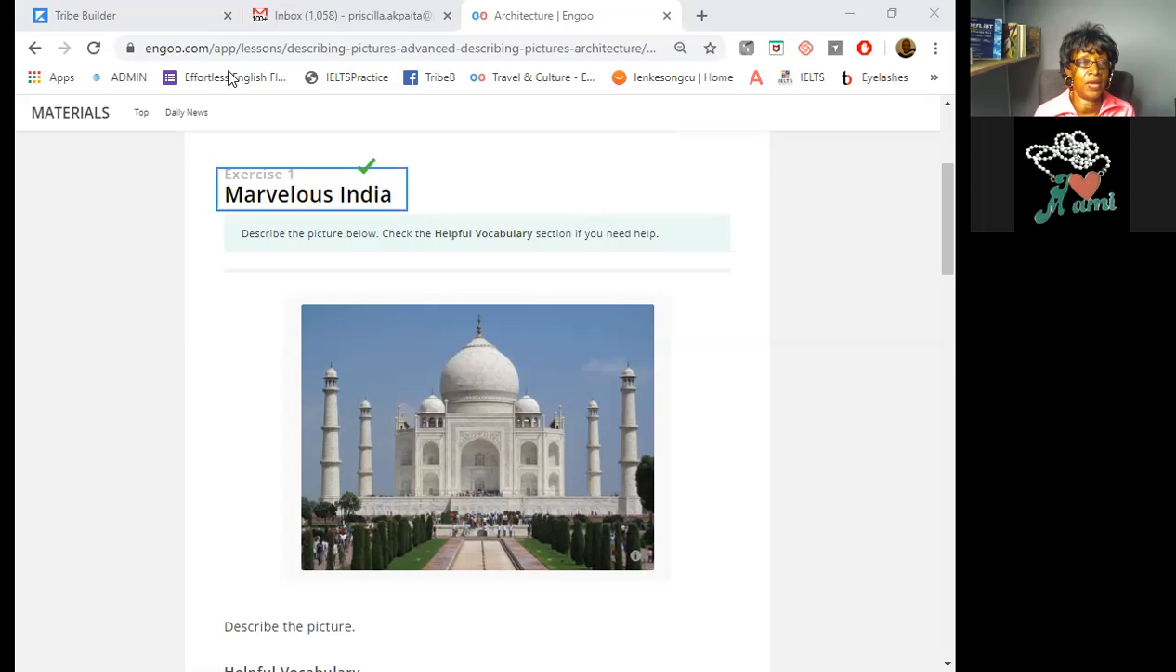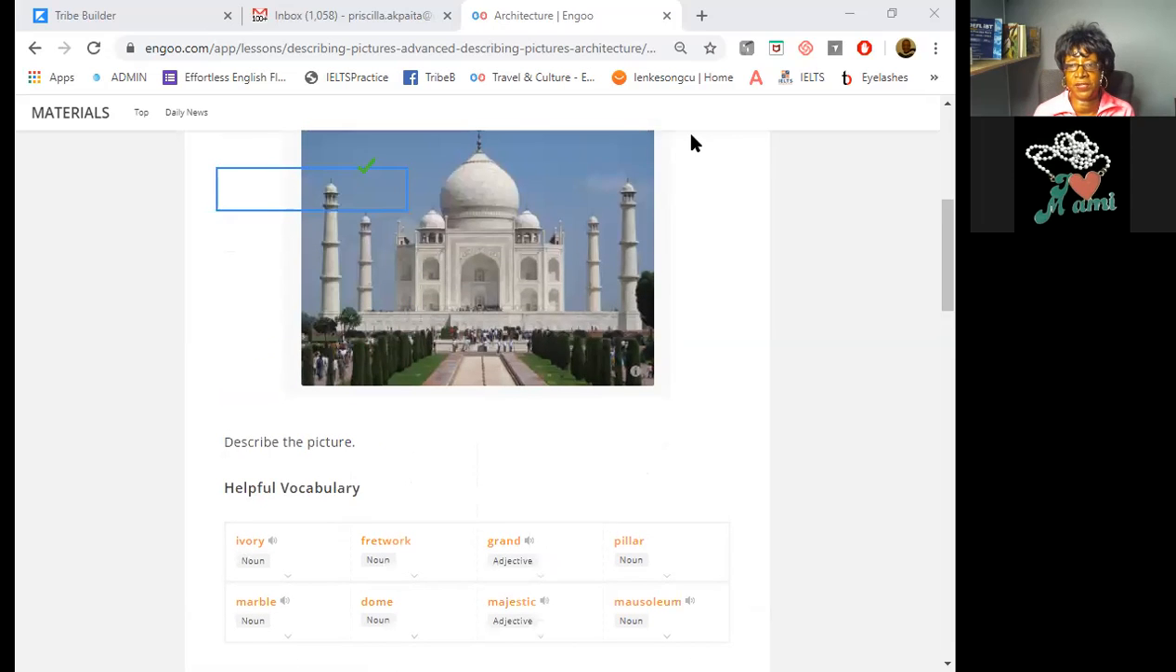Now let's look more at the vocabulary words that I'd like for you to use when you talk about this picture. Can you pronounce this first word? Ivory. Very good. And ivory is the color. The color is white. Ivory is white. The color of this building is white. And the word is pronounced ivory.